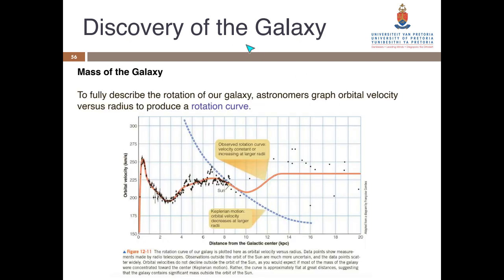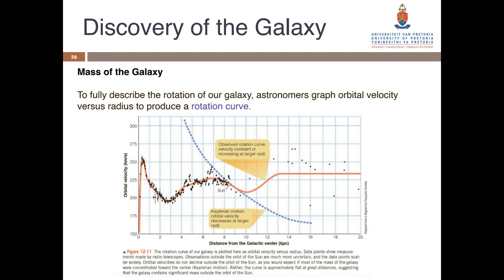So to fully describe the rotation of our galaxy, astronomers graph orbital velocity versus radius to produce a rotation curve. So this is what a typical rotation curve of our galaxy will look like. And it is plotted here as orbital velocity versus radius. And the data points show measurements made by radio telescopes. Observations outside the orbit of the Sun are much more uncertain, and the data points scatter widely. Orbital velocities do not decline outside the orbit of the Sun, as you would expect if most of the mass of the galaxy were concentrated towards the center.